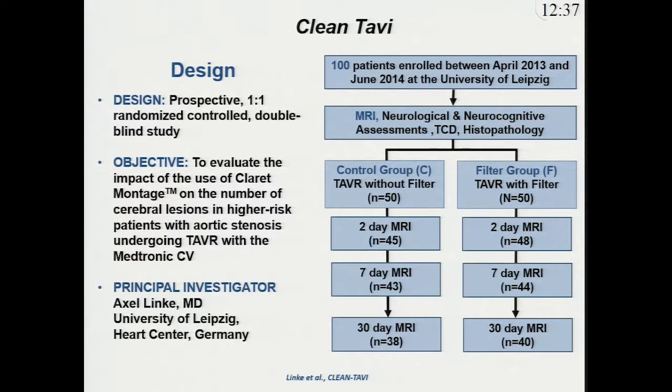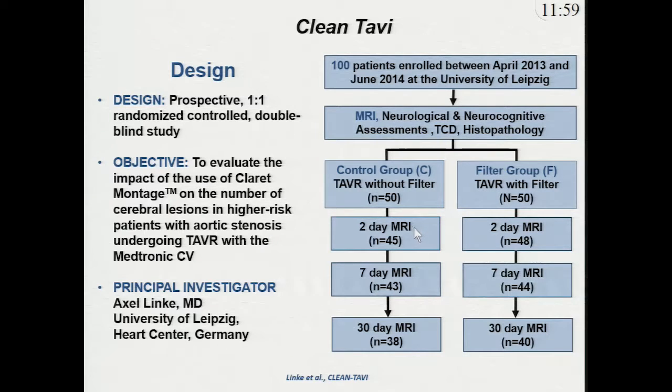This is the study design of the CLEAN-TAVR study, which was performed between 2014 and 2016 at the University of Leipzig. It was a randomized study, but a monocenter. Only patients treated at the University of Leipzig Heart Center were collected for this study. These patients were randomized into a control group, treated without a filter, and a filter group, treated with a Claret filter device.